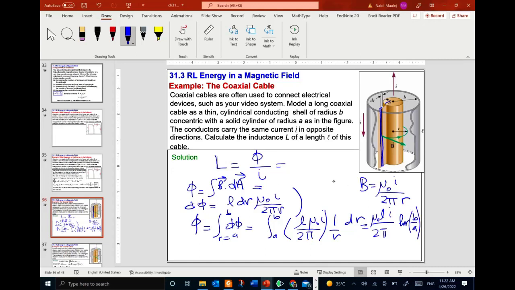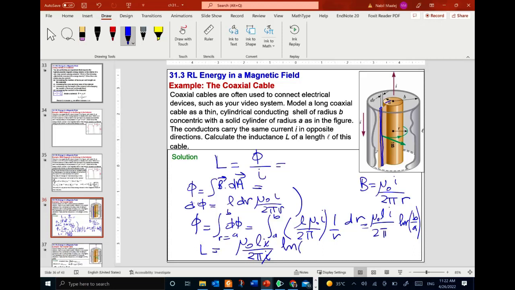Now I can determine the inductance, the inductance L. So it's going to be mu 0 L I divided by 2 pi, divided by I. So the I's will cancel, and we have log of B divided by A. Okay, so is there a different way of doing this? Well, we just use the fact that the inductance is equal to the flux linkage of the element divided by the current. So we determine the flux.